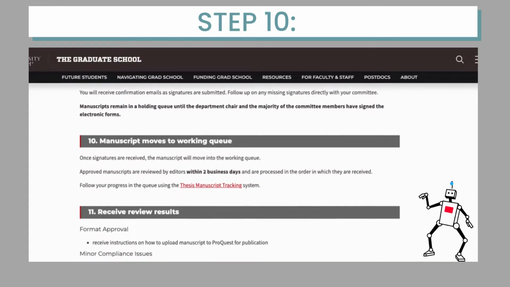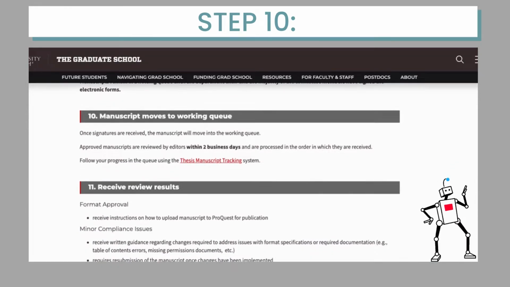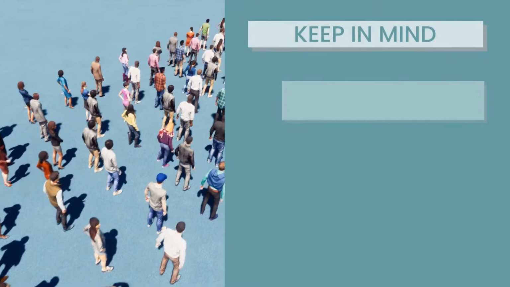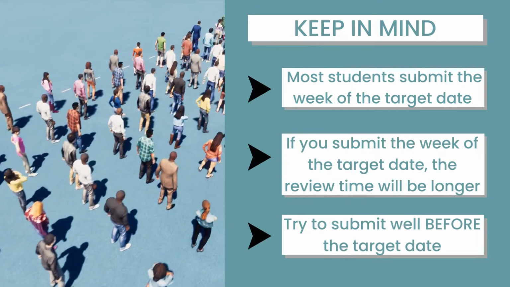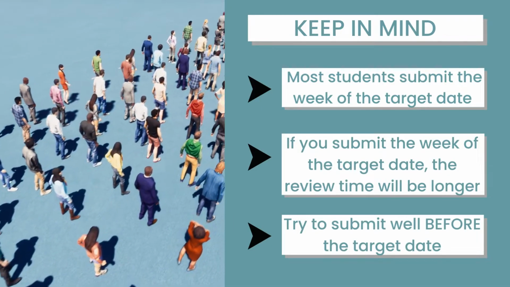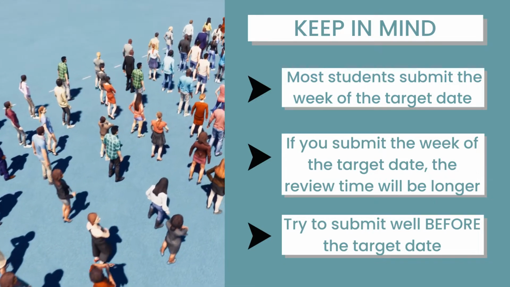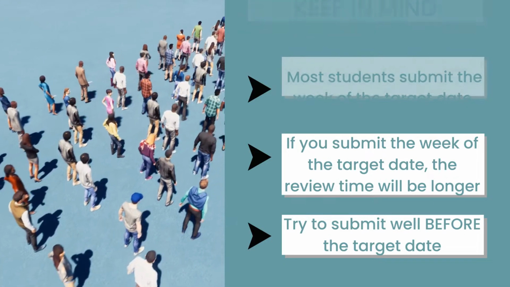All right, number 10. Once signatures are received, your manuscript enters the working queue. Yay! Your manuscript is reviewed within 2 days. But if you submit the week of the target date or on the target date, the wait time will be longer than 2 days. Why? Because most students submit during this time.